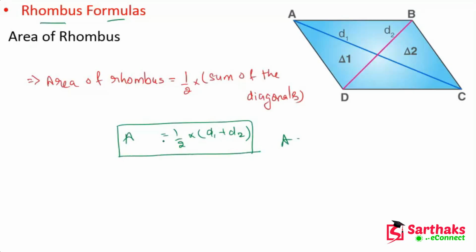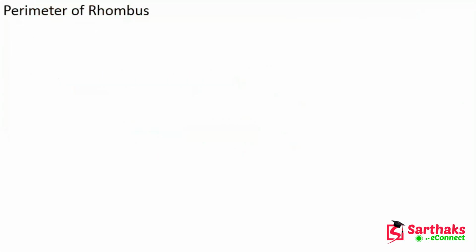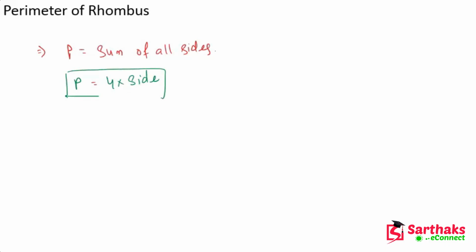So this is very easy, my dear friends. Now if you see the perimeter of a rhombus, the perimeter is the sum of all sides. We know that all the sides of a rhombus are equal, so this will become 4 into side. This is the perimeter of a rhombus. I hope you understand these things, my dear friends.